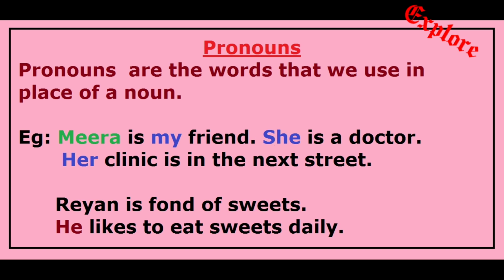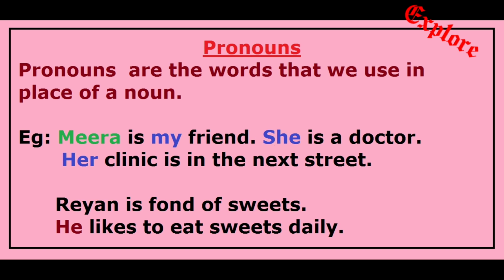Coming to pronouns. Pronouns are the words that we use in place of a noun. For example, see here, Meera is my friend. She is a doctor. Her clinic is in the next street. So instead of telling about Meera and using her name many times, we use these pronouns. My is also a pronoun.